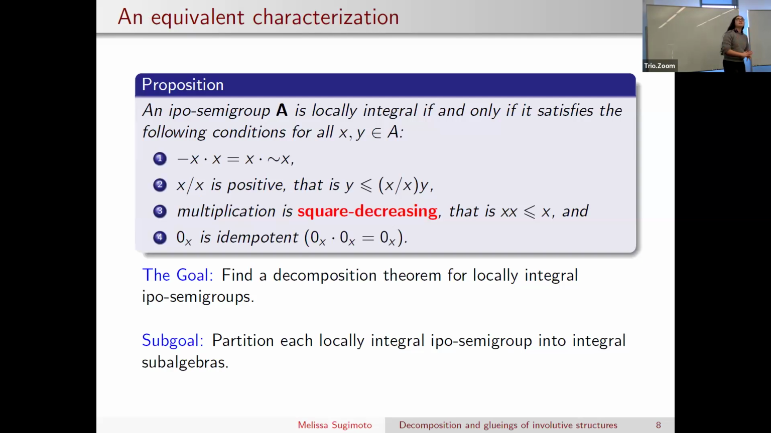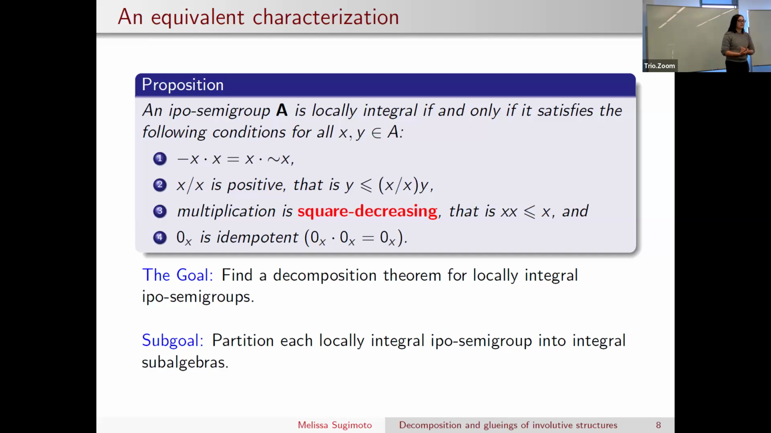We also have this equivalent way of characterizing local integrality, and this is actually the characterization we came up with first, and then came up with the one on the previous slide and thought that worked a little better as a cleaner definition. But what we came up with first is that we could also say that things are locally integral, and by things I mean ipo-semigroups, if and only if they satisfy these four conditions here.